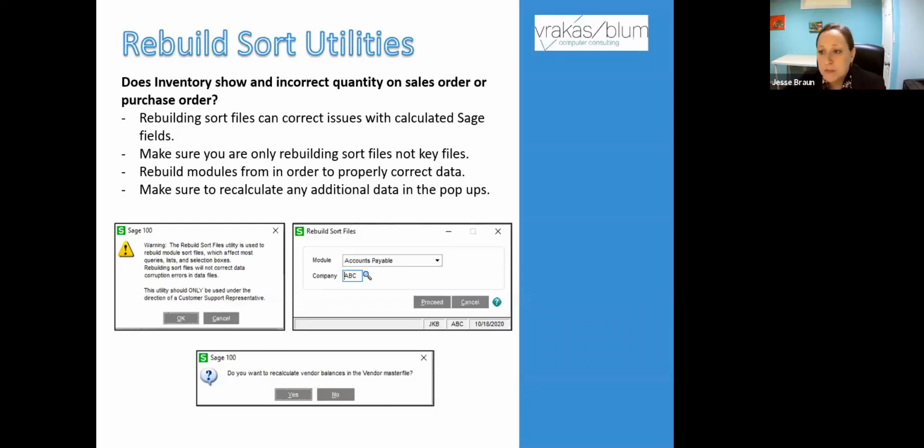There are 2 different rebuild utilities. Make sure you're selecting that sort file. Better yet, restrict access to that rebuild key files in your role maintenance.